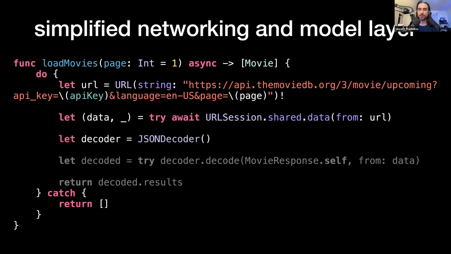We write the next part of our code just on the line below. We are not in a new closure, in a new nesting of code. It's just as if we had called a regular synchronous function. So here I create my JSON decoder. I'm going to decode my data, and then it's just straightforward code. I get the result from the API and I return it. And then I have a catch clause. Here I'm just returning an empty array, but this is where you would be dealing with all the possible errors. So this is the basics of using async await to make a network call.